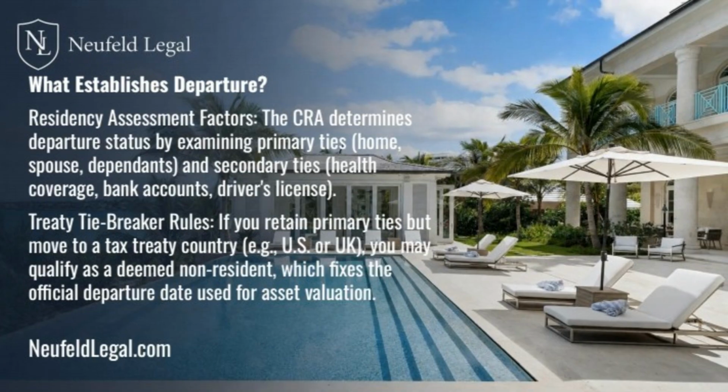What establishes departure? Factual versus treaty non-residency. Before we look at the tax calculations, we have to look at the legal trigger. When do you actually cease to be a Canadian tax resident? The CRA evaluates this using a two-pronged approach. 1. Primary ties. Do you retain a home in Canada, owned or leased? Does your spouse, common law partner, or dependents remain in Canada? 2. Secondary ties. Did you keep your provincial health coverage, driver's license, Canadian bank accounts, or credit cards?